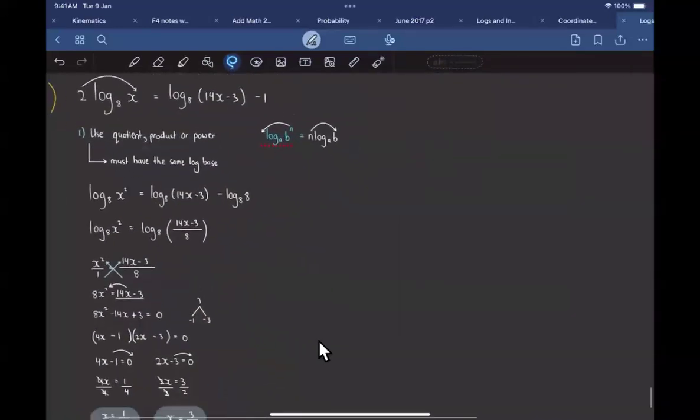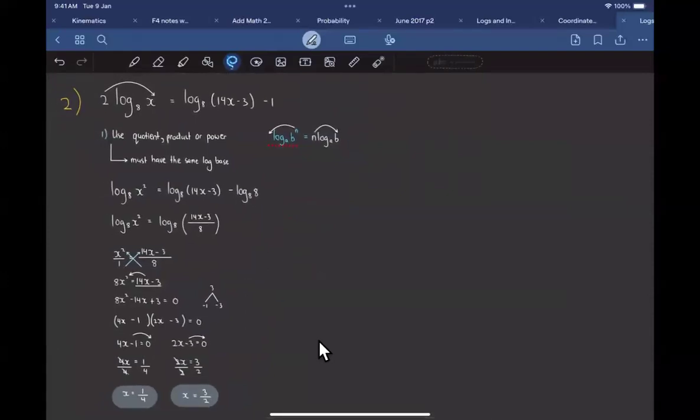Right. So anybody who wants to copy this down, you all can copy it down. And then we're going to move on to the log test now.